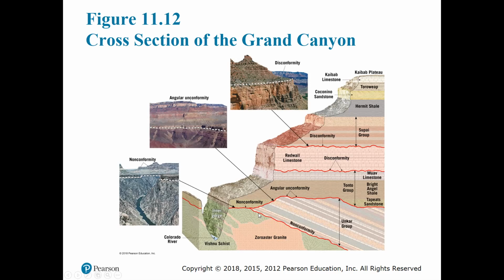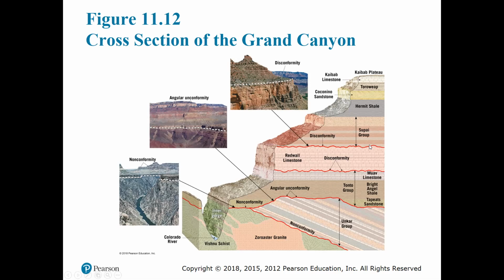And then the nonconformity is when we're looking at different types of rocks. So here we have the granite and the Vishnu schist, and you have those being adjacent to the sedimentary layers. So this is a nonconformity, and this is when you basically get this uplift or this intrusion of the metamorphic and igneous rocks that are coming into the sedimentary rocks.